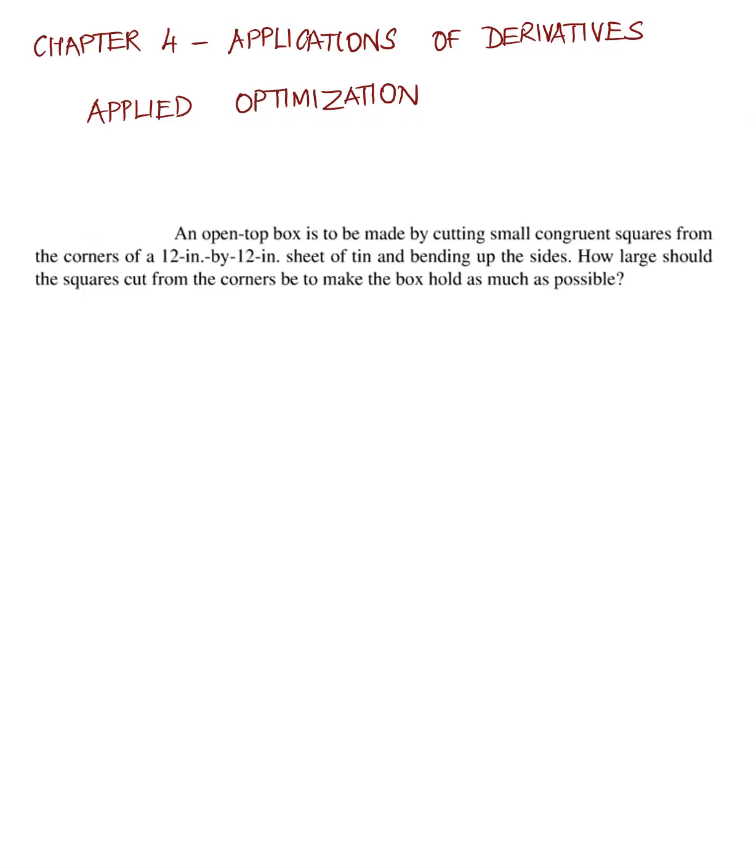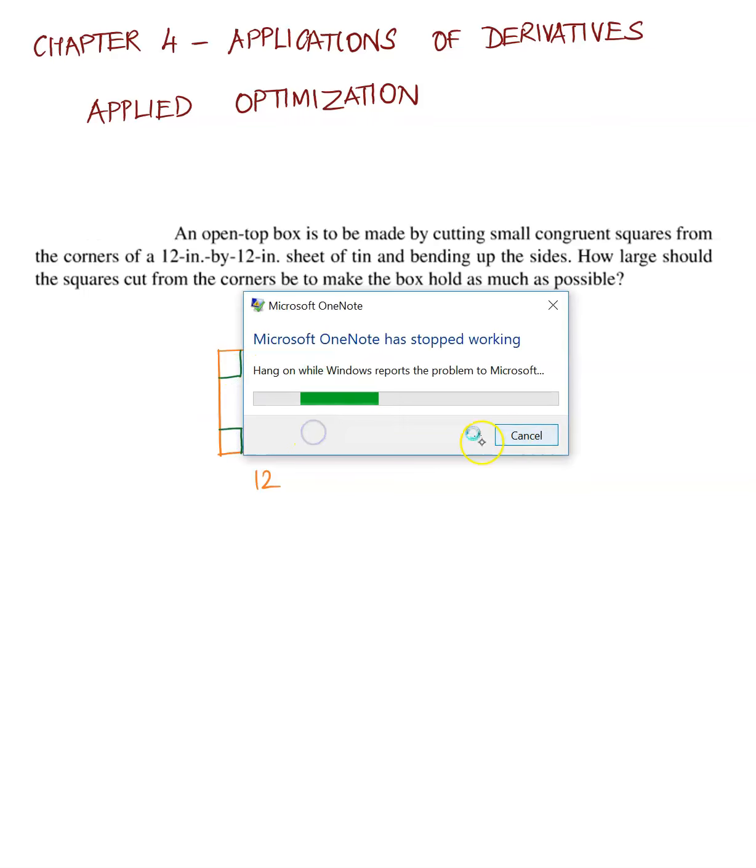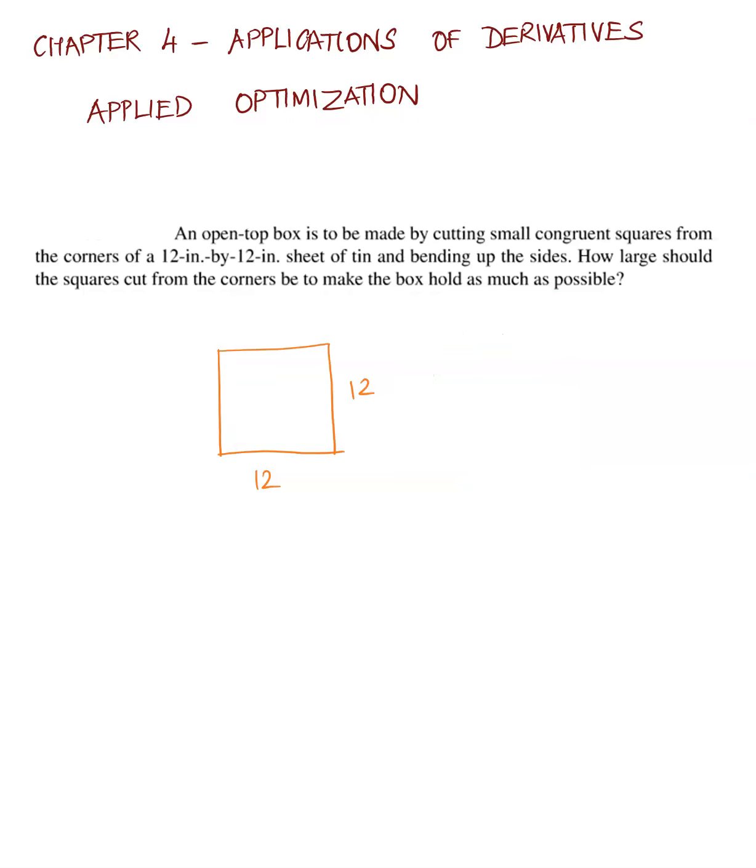An open top box. So this is a box with no top, so it doesn't close. That is to be made by cutting off squares from a 12-inch by 12-inch sheet of tin. So 12-inch by 12-inch means that we're talking about a square sheet, right? And we are cutting off squares in the corners. And they're congruent squares, which means it's an equal size that will be cut off. So equal squares, same squares that will be cut off at each corner.